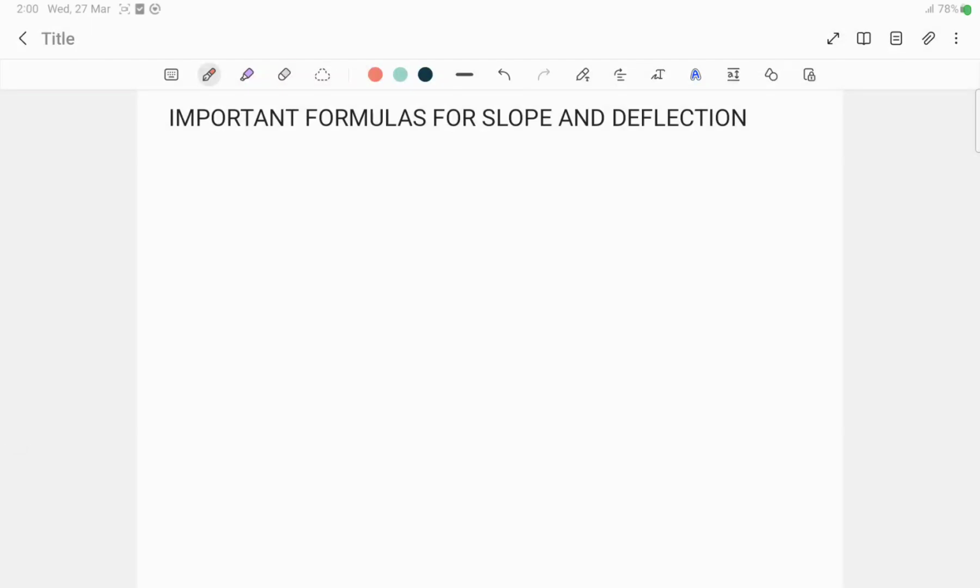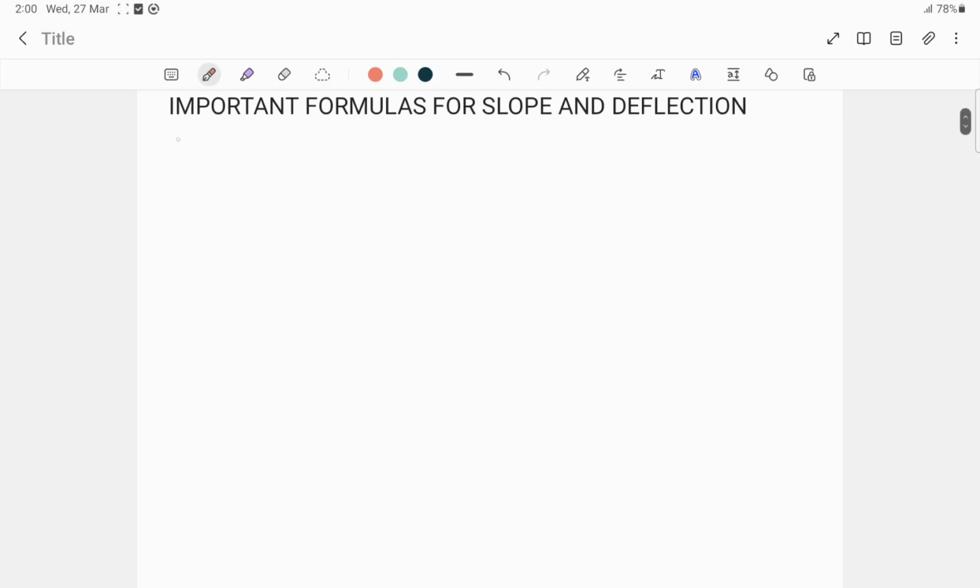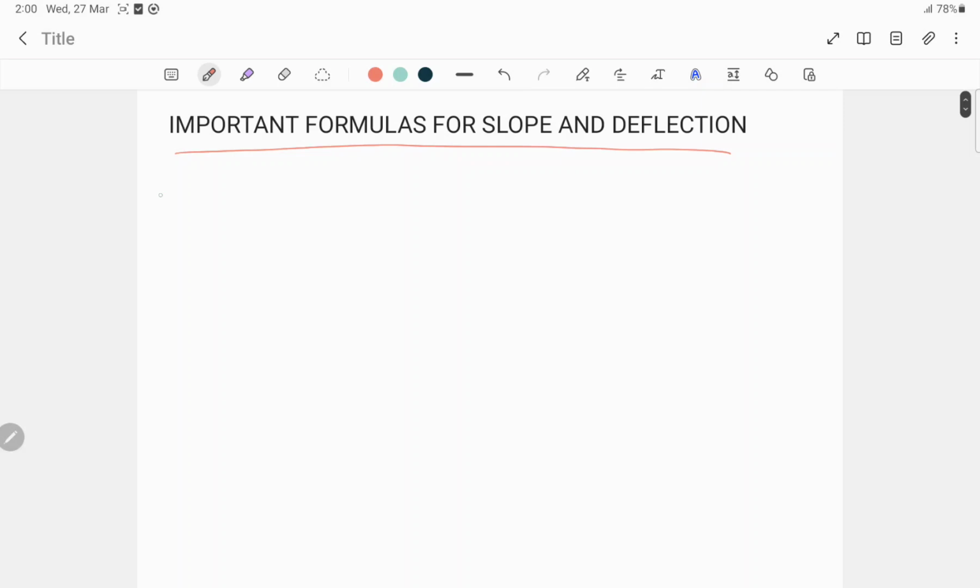Hello everyone, in today's video I will highlight some of the important formulas for slope and deflection. Okay, so I'll make a column for beams, and here the bending moment. BM is nothing but the bending moment. Okay, and for the slope, and this one is for the deflection. Now here beam, just wait.